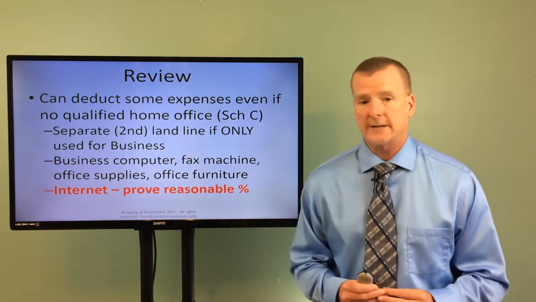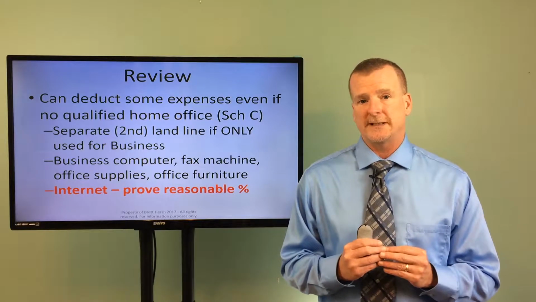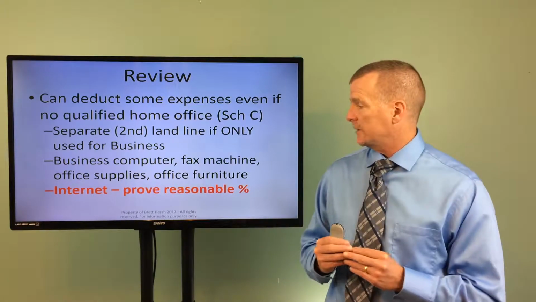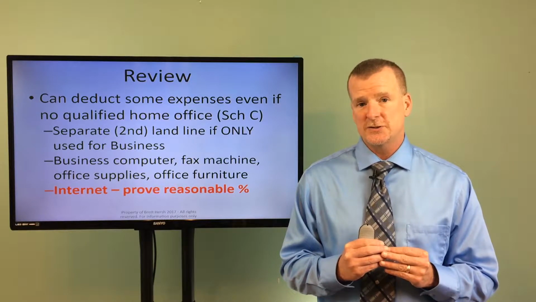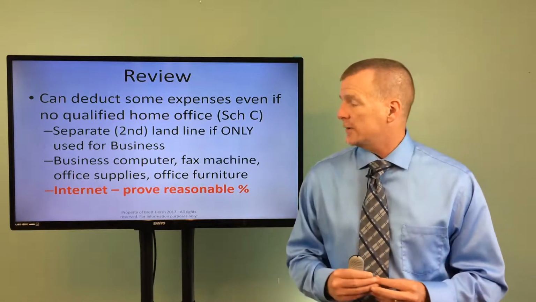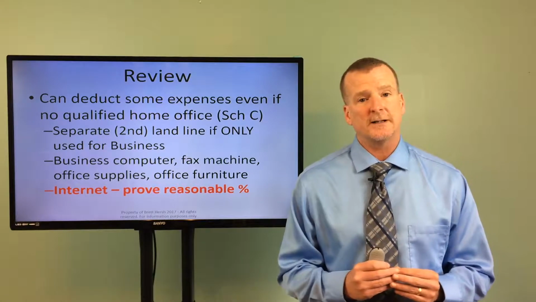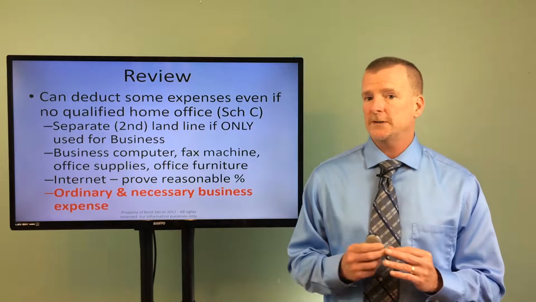Also good to remember, internet. A lot of folks forget the internet. You are probably using the internet, be it on your iPad, your cell phone, or the computer. You're doing a lot of research for your clients. You probably have a percentage of use of the internet that you can show is for business. As long as it's a reasonable percentage, you can still deduct that, and that would be deducted on the Schedule C. It wouldn't be on the 8829 form. So I just want to make you aware of that.